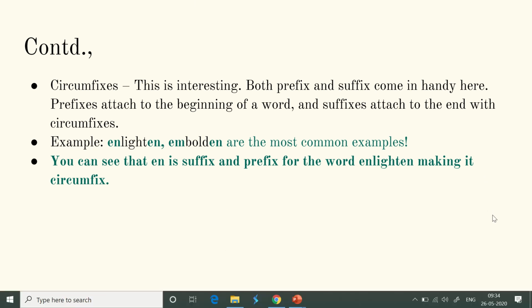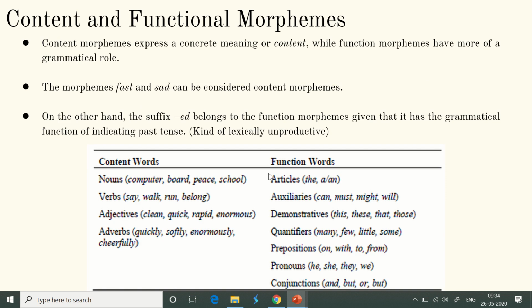Well, it's time for us to go to the next topic, which is equally important, and we will understand things in a much easier way as well. Now, the next topic is on the content and the functional morphemes. What is it? Very simple. The content morphemes express a concrete meaning or a content, while the functional morphemes have more of a grammatical role. For example, the fast, the sad are content morphemes. They have a very strong content which conveys a solid meaning. That's why we call it content morphemes.